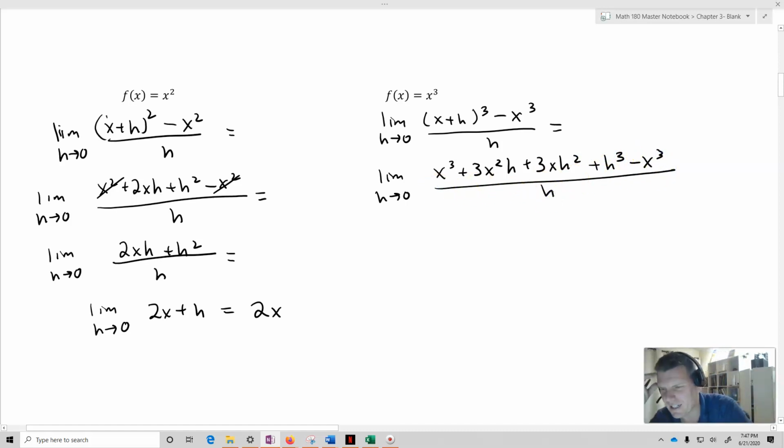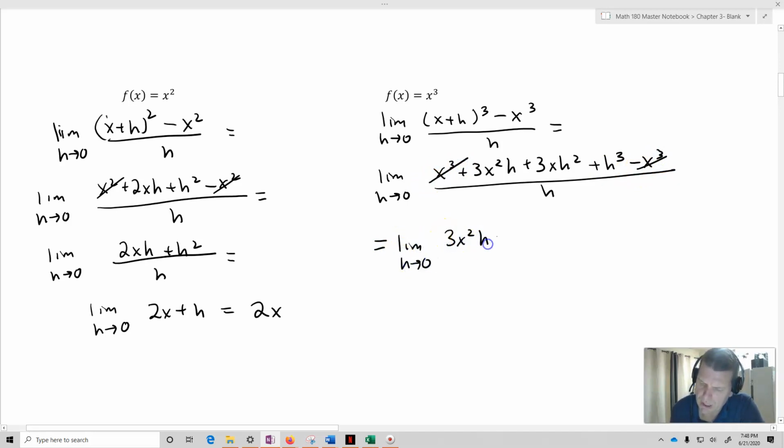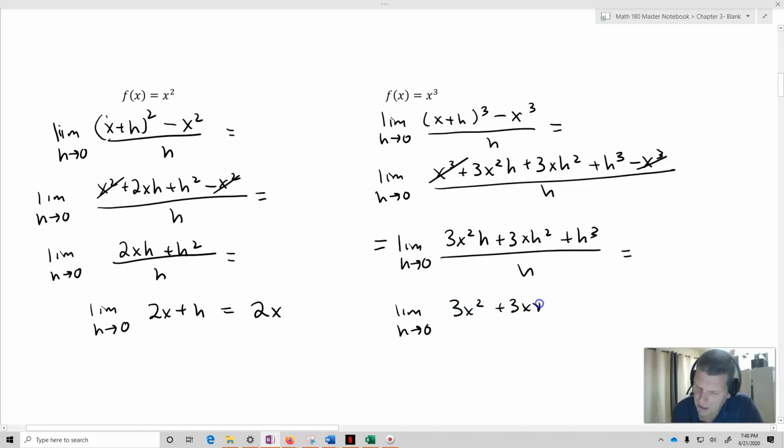Now you can imagine as we get to x to the 4th, x to the 5th, this gets a little hairy to do. It would make a huge difference for us to have a simpler way of going about this. Hence why we're going to get to the power rule. So this is going to equal, right, my x cubes are going to go away. This is going to be the limit as h approaches 0 of 3x squared h plus 3xh squared plus h cubed over h. And that's going to equal the limit as h approaches 0 of 3x squared plus 3xh plus h squared, which is just equal to 3x squared.